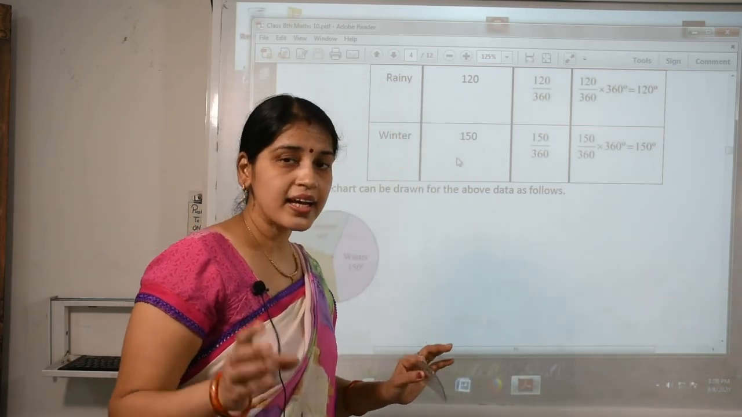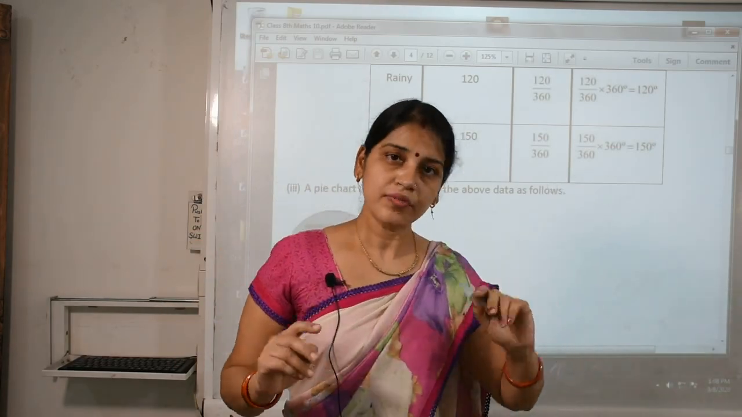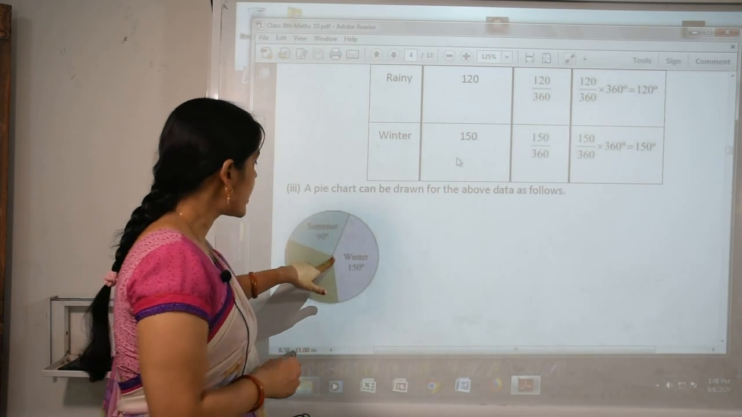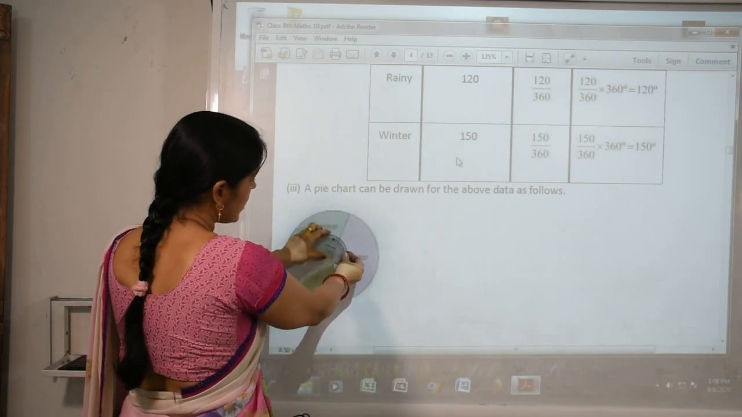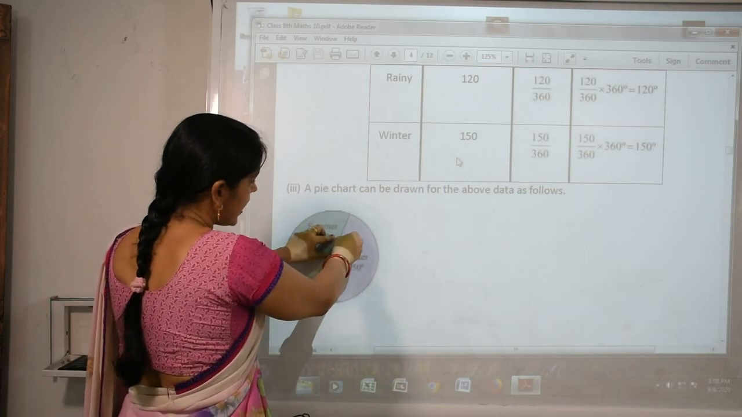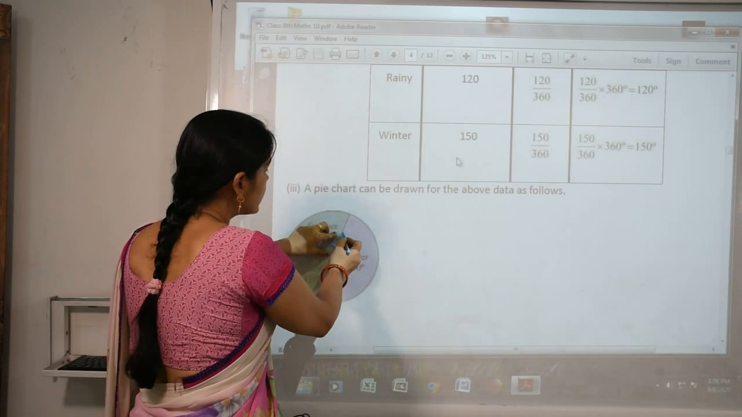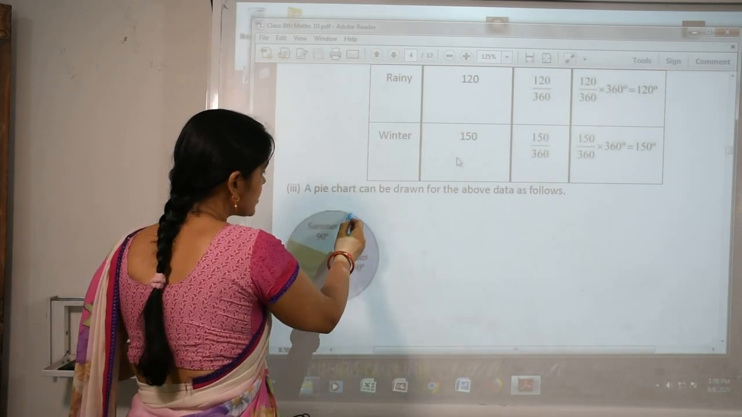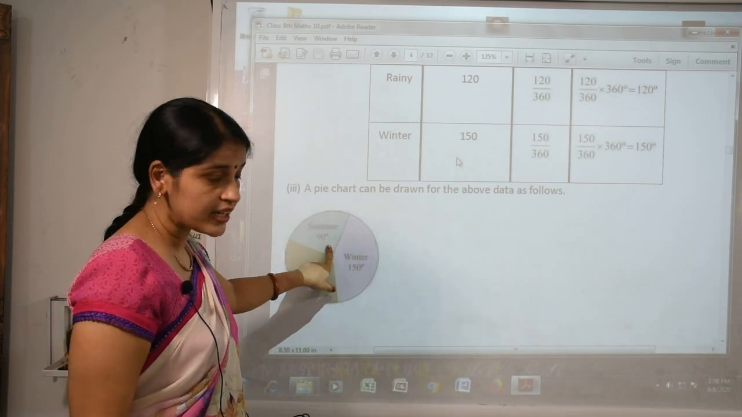Now we have three angles: 90 degrees, 120 degrees and 150 degrees. Like, first I draw the radius here. Then we can put the protector here and mark 90 degrees. Here we make the 90 degree mark. Then using a scale we can join it. So this 90 degree angle we get.